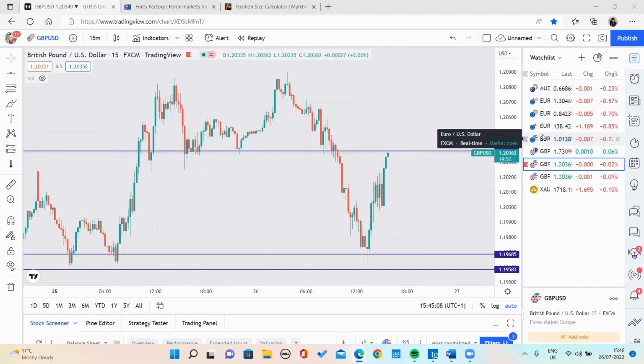There is a video on pips and lots which explains that a little bit more in depth. To find out what position size you need, you will need the following things. One of the main things is how many pips from your entry to your stop loss. Your stop loss is actually your profit regulator, and this is how we know what lot size you are going to use.